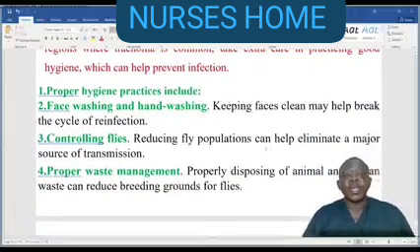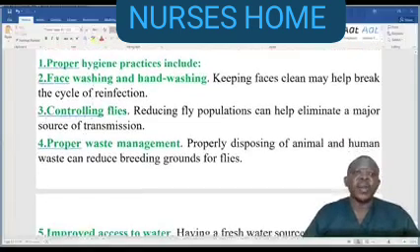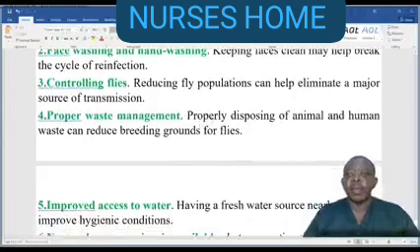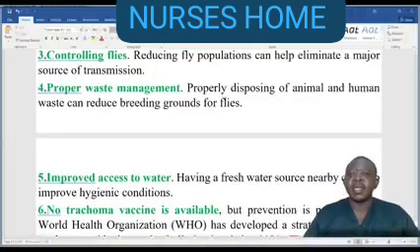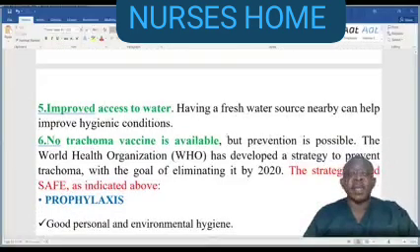So, what are some of the things that we need to do in preventing trachoma in these areas? Proper hygiene practices may include face washing and hand washing. Keeping faces clean may help break the cycle of reinfection. Then controlling flies: reducing the fly population can help eliminate a major source of transmission of trachoma. Then proper waste management, that is, properly disposing of animal and human waste, can reduce breeding grounds for flies. Then improved access to water: having a fresh water source nearby can help improve hygienic conditions and sanitation, hence eliminating trachoma.